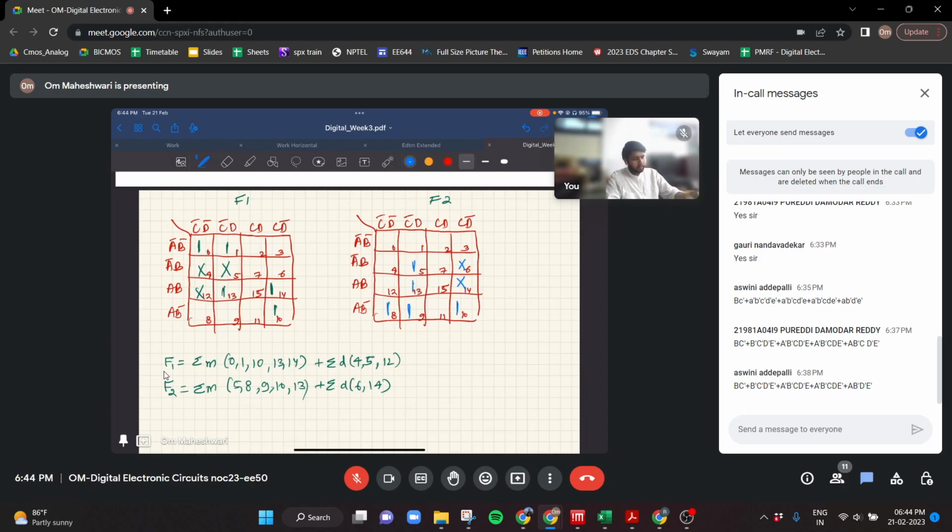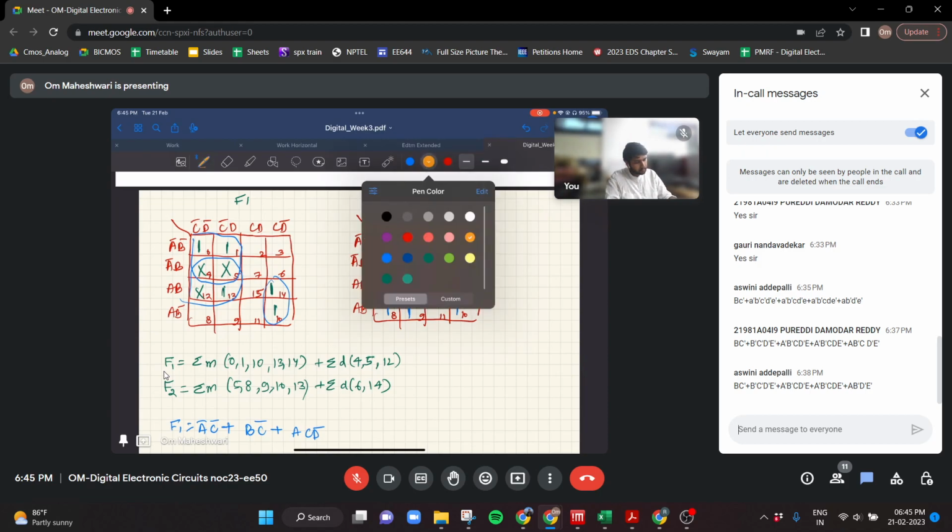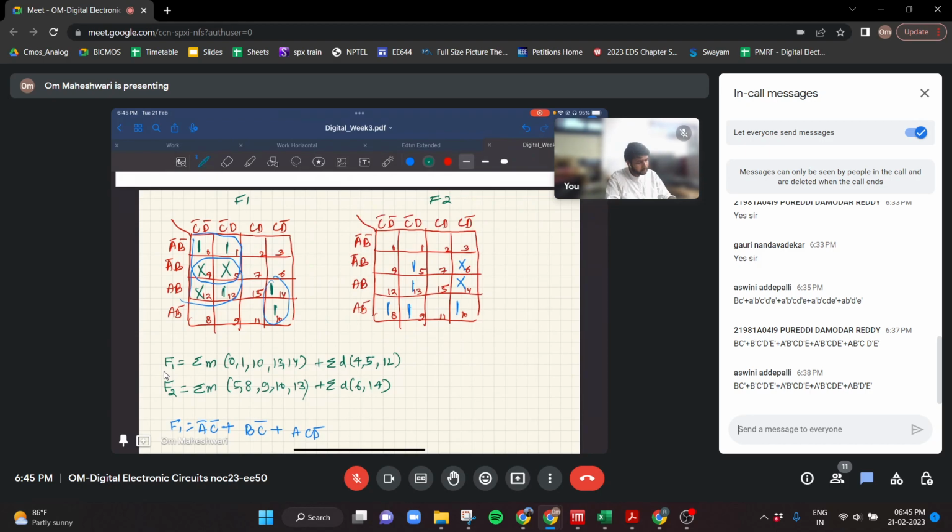Okay, so now if I were to make the K-map regularly, how would I make it? I'll make this as a quad, and this as a quad, and this. So for F1, I would get A bar C bar plus B C bar plus A C D bar. For F2, I would have A B bar C bar plus B C bar D plus A C D bar.